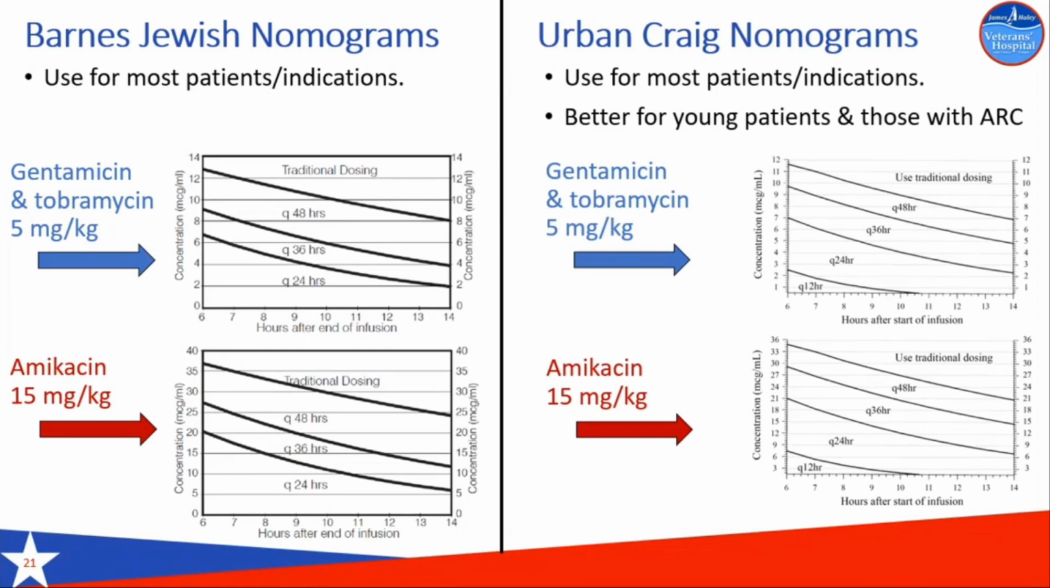On the right side of your screen is the Urban-Craig nomogram. You'll see it's very similar to the Barnes-Jewish nomogram, with the exception that there is an extra category here. In select patients, if they're very young or if they have augmented renal clearance, occasionally patients may be best suited to a Q12-hour regimen instead of Q24 hours.